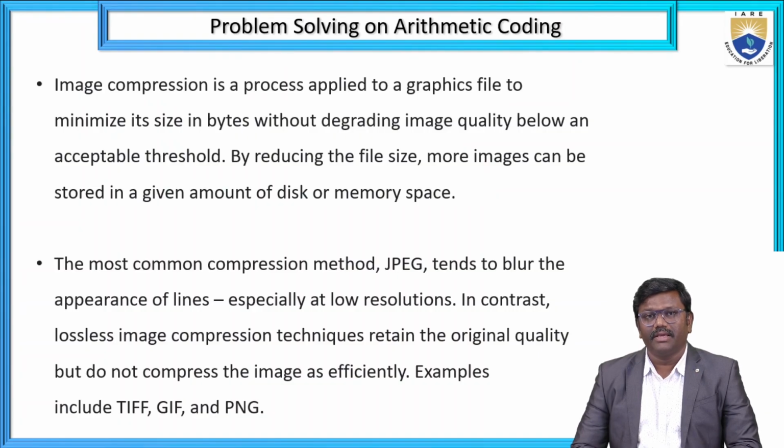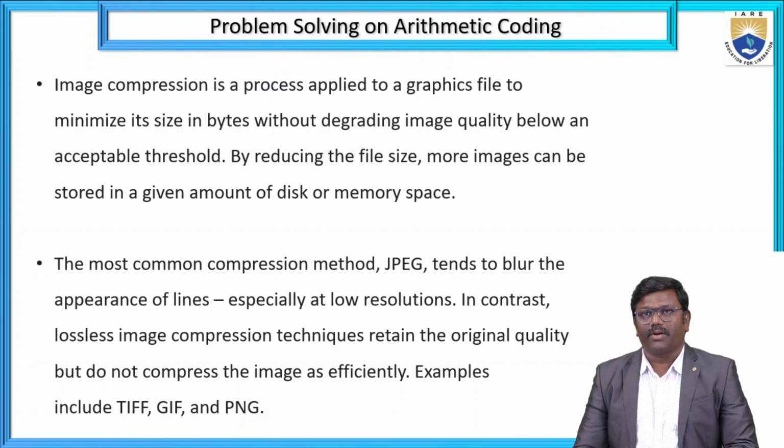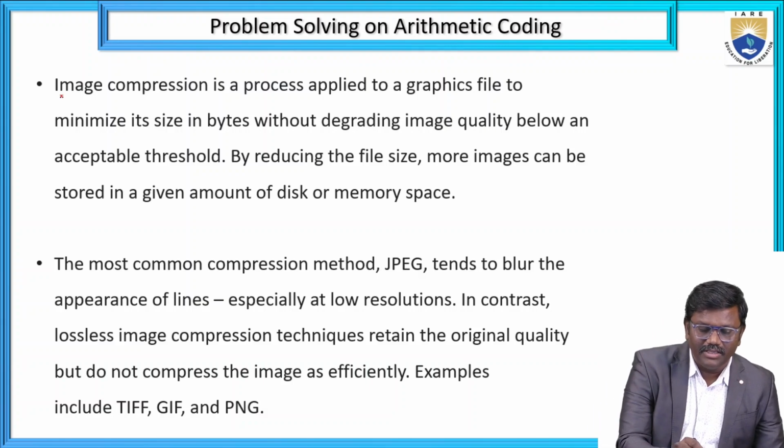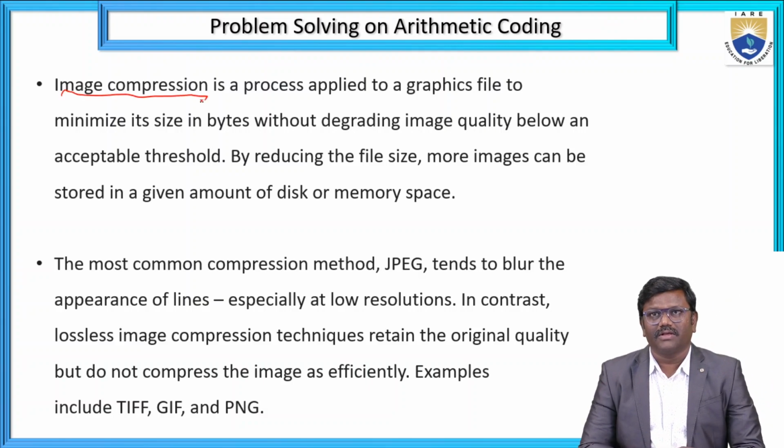First of all, I am taking one topic, which is problem solving on arithmetic coding. This is actually a simple concept, related to the image compression concept which we discussed. Image compression is a process applied to a graphics file to minimize its size in bytes without degrading image quality below an acceptable threshold. By reducing the file size, more images can be stored in a given amount of disk or memory space.